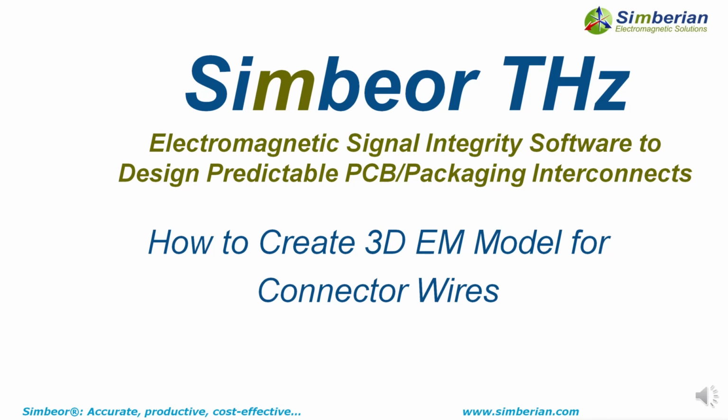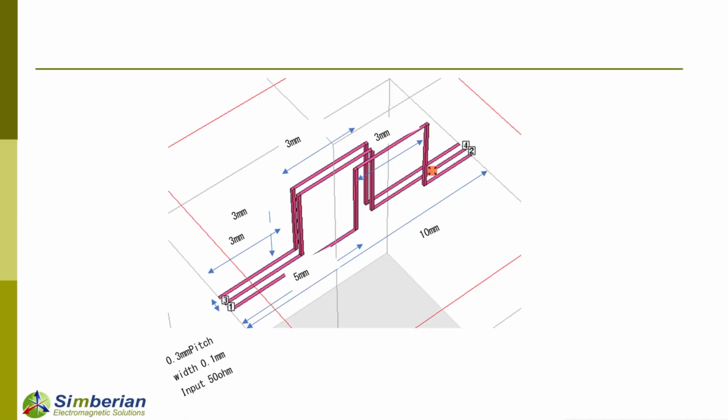Hello, this is a demo of how to create a 3D electromagnetic model for connector wires in Symbior THz electromagnetic signal integrity software. Connector wires look like this: 0.1 millimeter width, 0.3 millimeter pitch, two signals on this side, two signals on this side, ground wire, 3 millimeter here, then 5 millimeter to another loop. So we need basically two signal layers here and connect them with vertical wires.